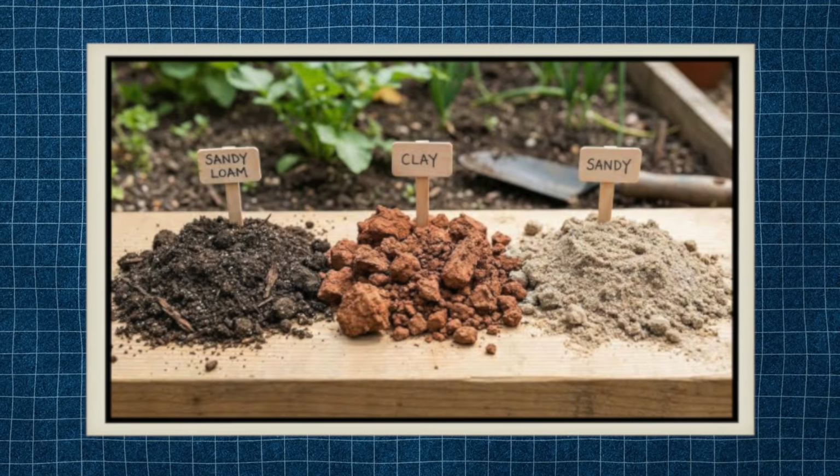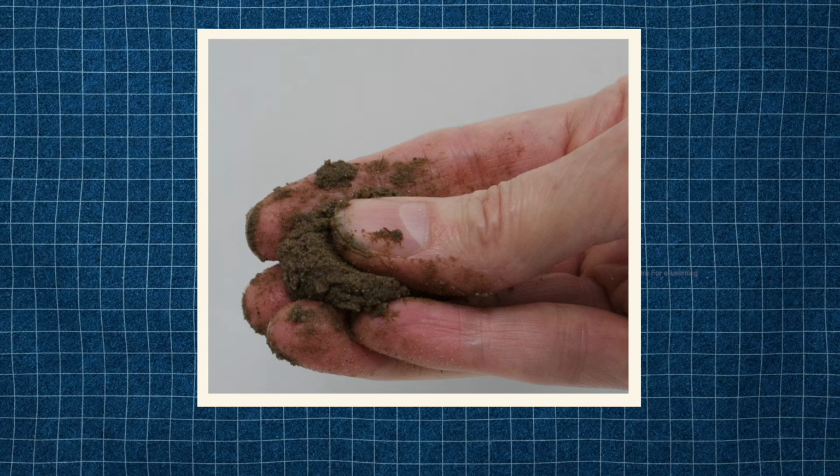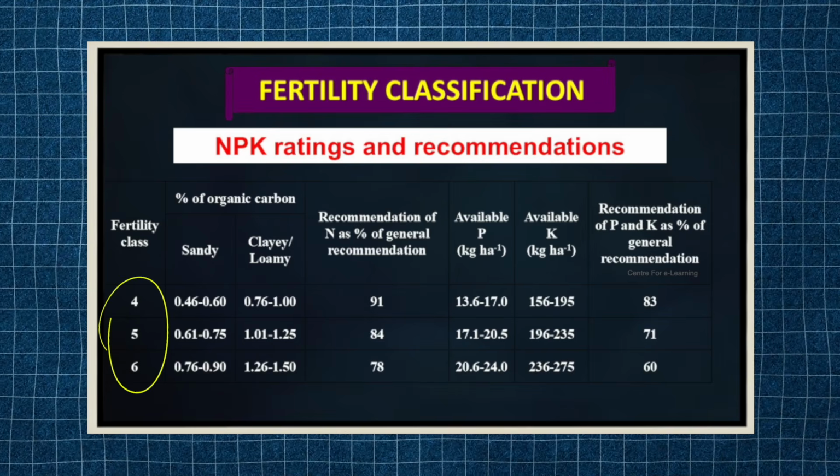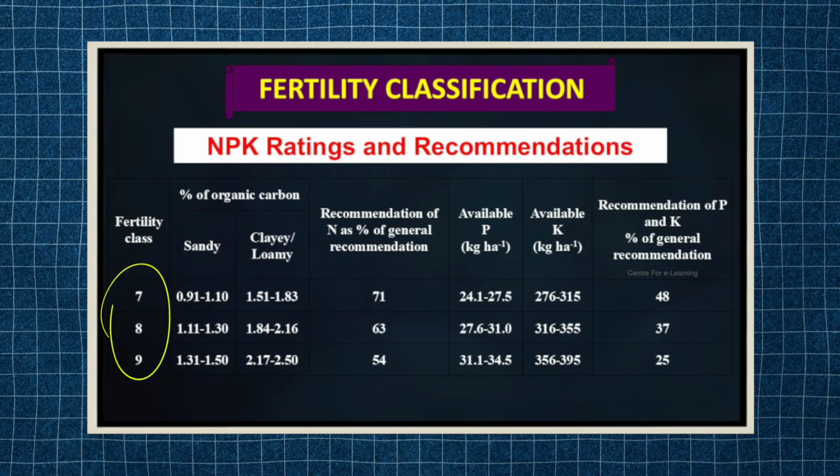That's why I told it is related to organic carbon. Based on the texture also it is divided, sandy and loamy or clayey. You need not go for textural analysis and all. Just by feeling between the fingers, if it is gritty, you can classify it as sandy, and if it is sticking to your fingers, it may be clayey or loamy. 4, 5, 6 come under medium fertility class, and finally 7, 8 and 9 come under high.